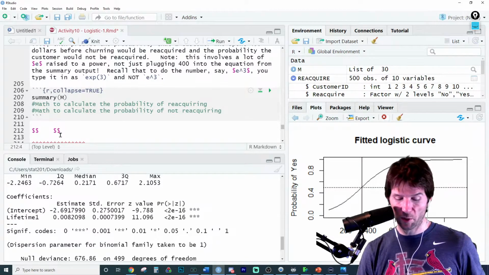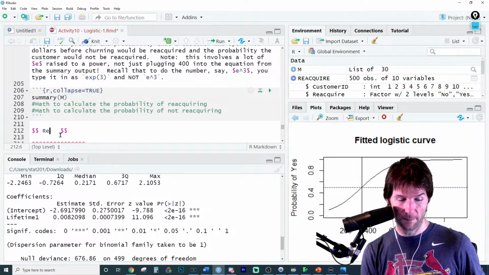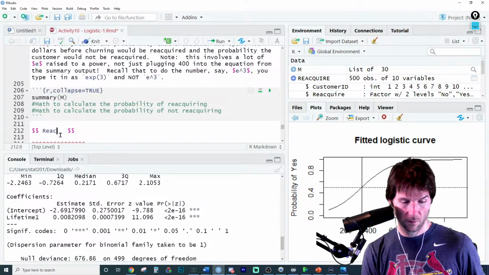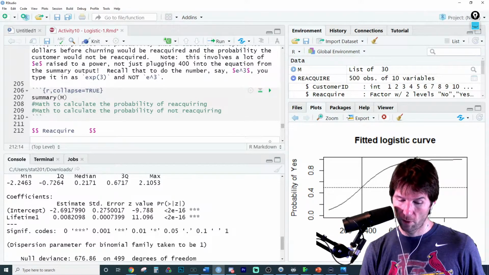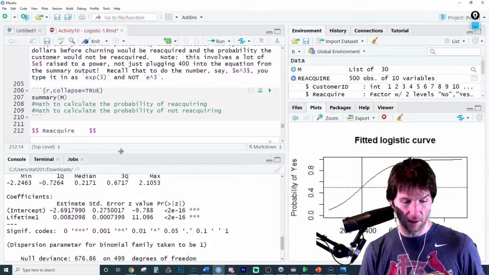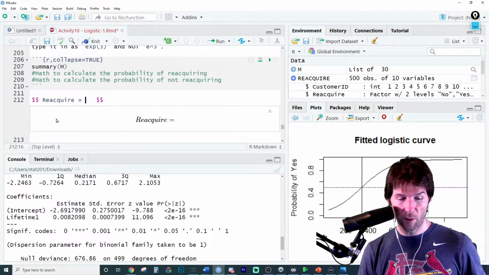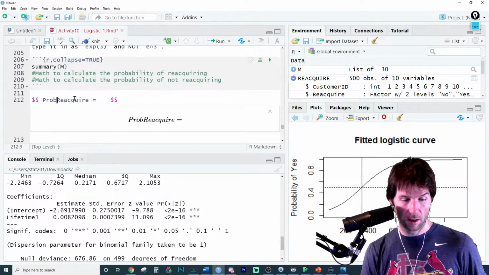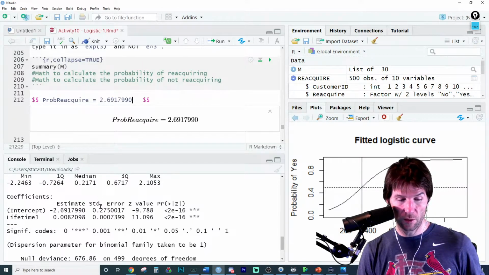So here is the regression equation. We are predicting reacquire. Sure. Did I spell reacquire? I think it is. Probability of reacquire. So prob of reacquire is equal to the intercept.